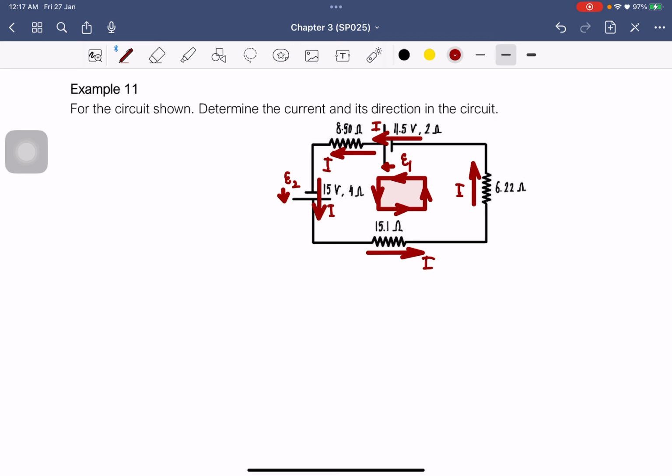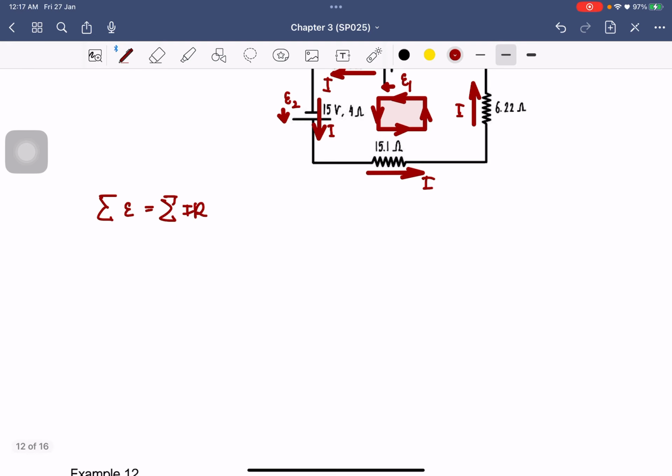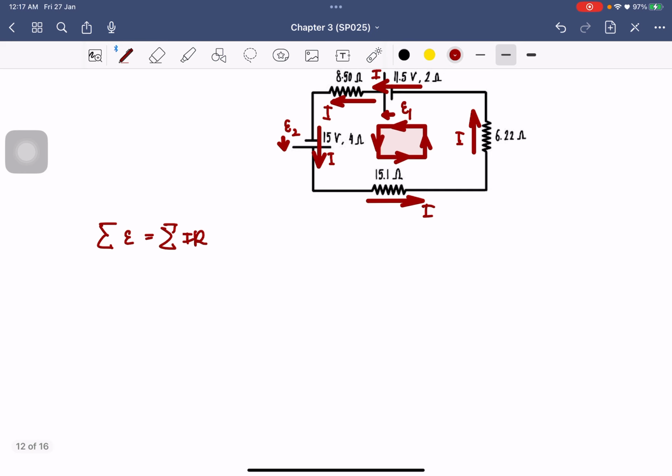So we will just use the second rule, which is the summation of EMF is equal to the summation of the product of I and R, current and resistance. So now we have EMF1 and EMF2. The EMF follows the direction of the loop, so it will be positive. EMF2 is the same, it follows the direction of the loop, so it will be positive too. Okay, now we will look at the resistors.